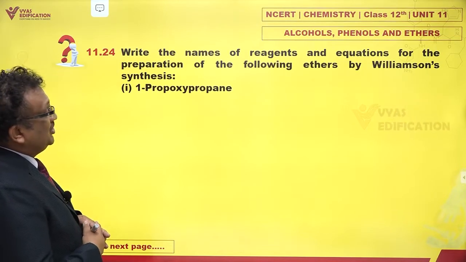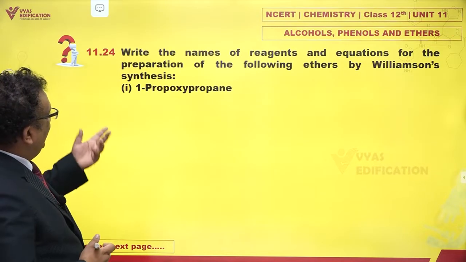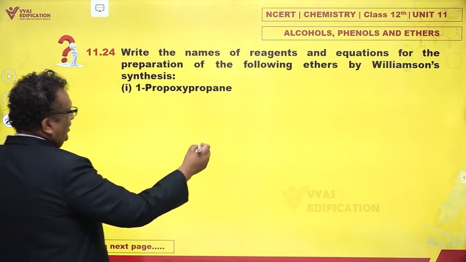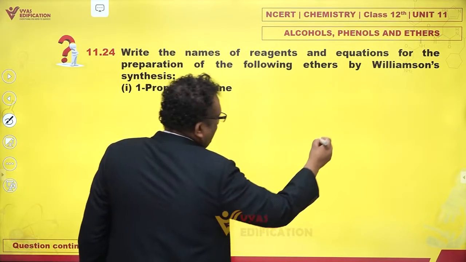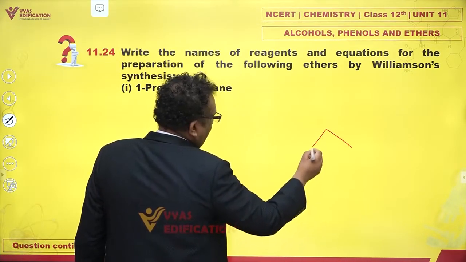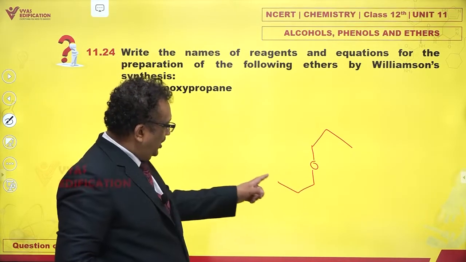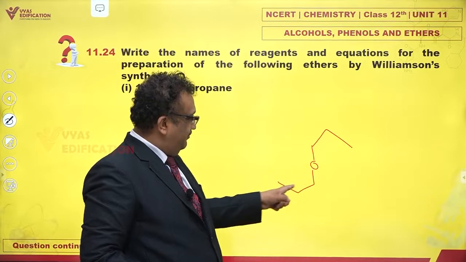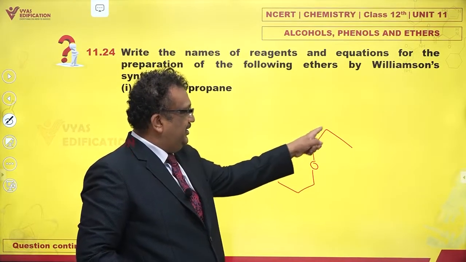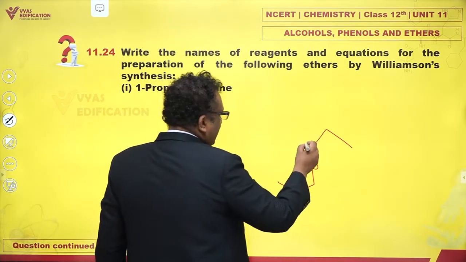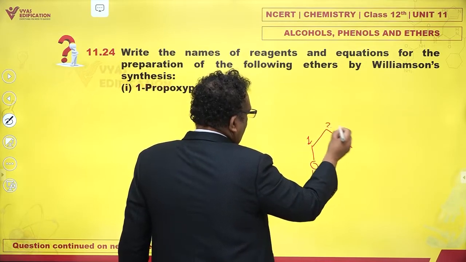Preparing ethers by Williamson synthesis, and we have 1-propoxypropane. Now what is propoxypropane? 1, 2, 3 carbon. So this is propoxy and this is the main chain. So this is 1, 2, 3.